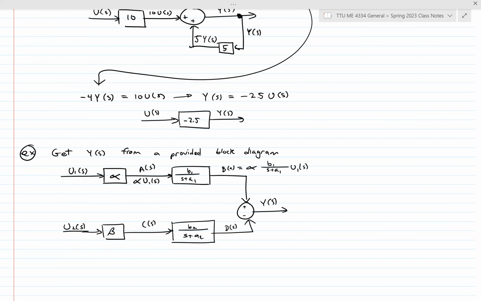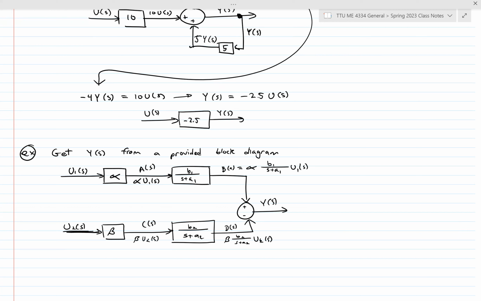Sometimes you want to start at the output and work your way backwards, right? In this case, you want to probably start with your inputs and work your way forwards. So for this one, I'm going to follow u2. It's going to flow through this beta block. So I get beta u2 of s, right? Beta u2 of s flows through this transfer function block. So I end up with beta b2 over s plus a2 times u2, right?